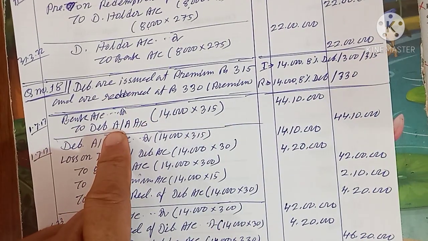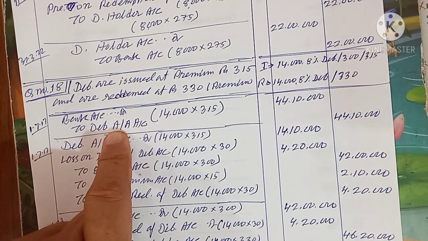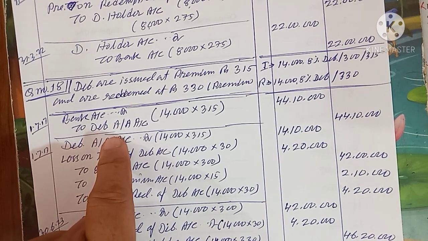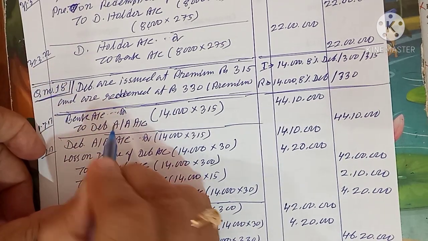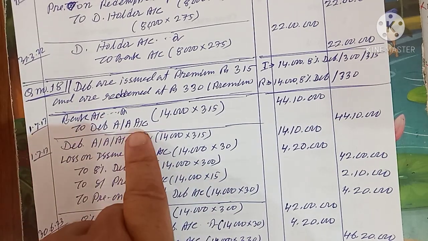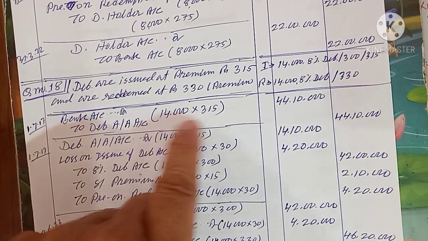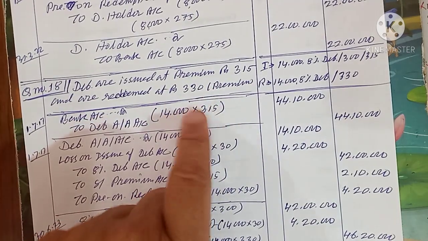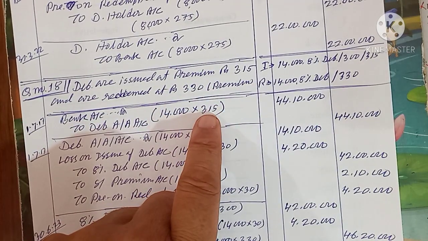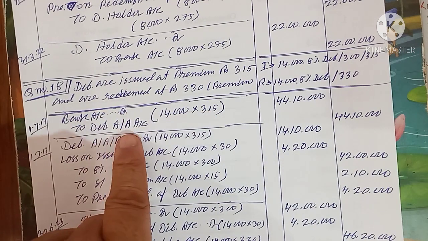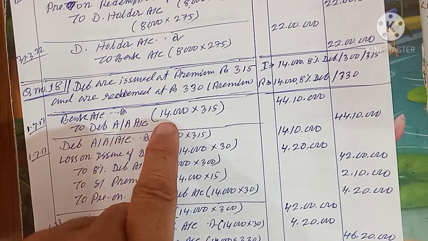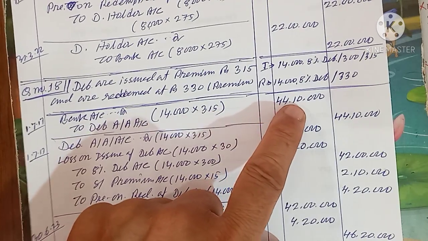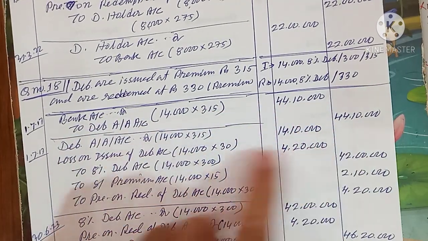First, in journal entries, you are going to pass the journal entry for collecting the money, that is bank account debit to debenture application and allotment account, that is 14,000 into 315, because whatever money you are taking, you multiply by that. So bank account debit to debenture application and allotment account, that is 14,000 into 315, that is 44,10,000.